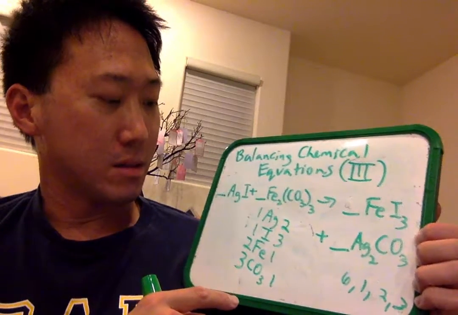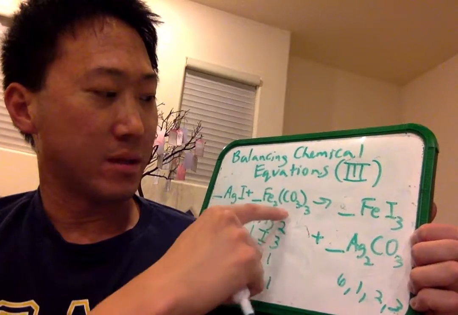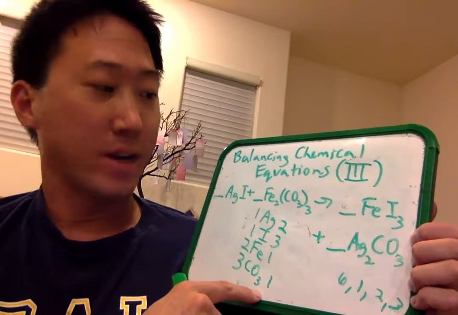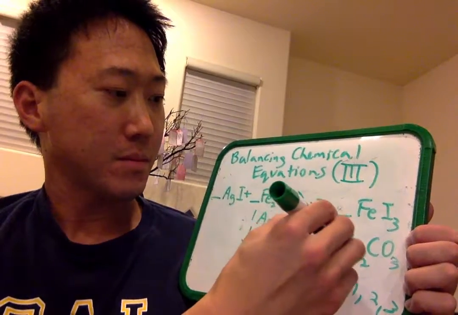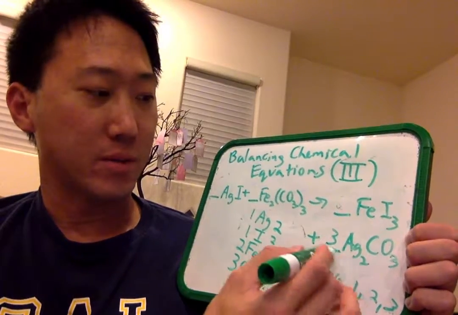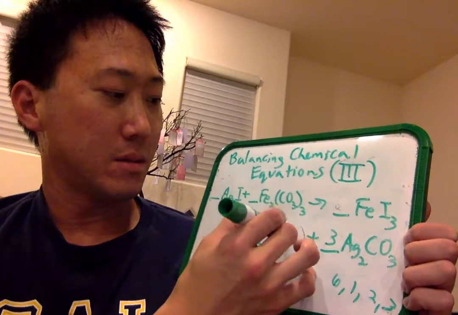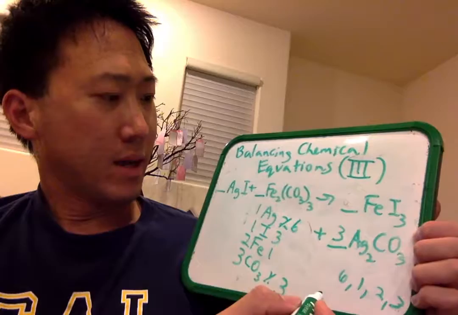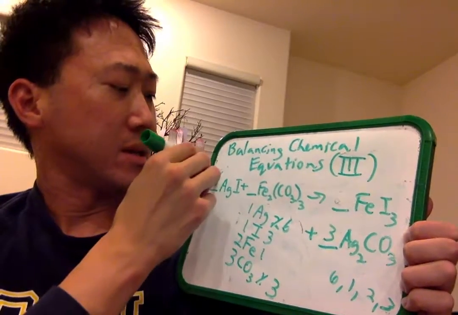Okay, so let's start balancing. So basically we have 3 of these on the left, so we need 3 of them on the right. So let's put a 3 here. So that fixes that problem. But then we have to change this number, so it'd be 6 silvers, right? So now we got to fix this over here, so we need a 6 here.